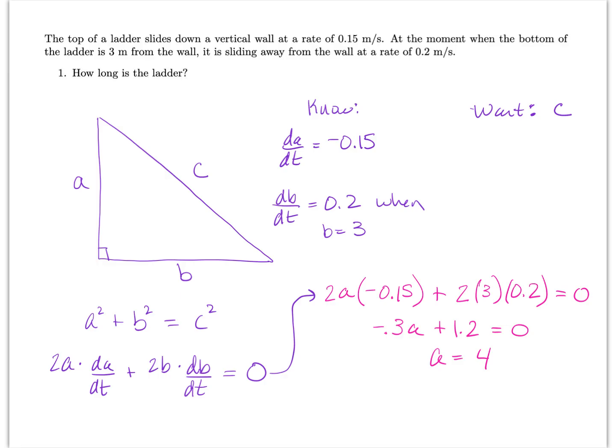So at the moment of time I'm interested in, I know that b is 3, that was given. I now know a is 4, and I know this is a right triangle, which means I can use the Pythagorean theorem to get c. So this is a 3, 4, 5 right triangle. So I would say 3 squared plus 4 squared equals c squared, and we get c is 5 meters.